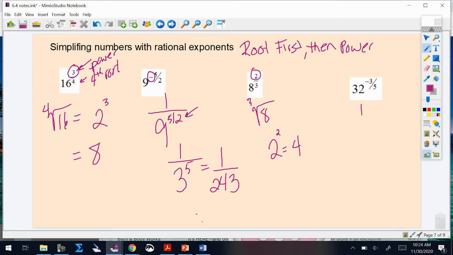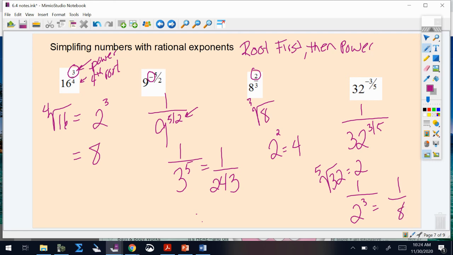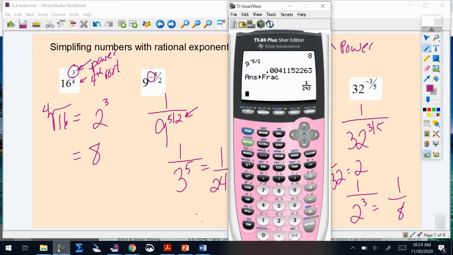And then finally, the last one, because it's a negative exponent, we're going to move it to the bottom. So we're going to have this 3/5 power in the bottom. The 5th root of 32 is one of the only 5th roots you might want to know. The 5th root of 32 is 2. So you get 1/2 cubed, which is 1/8. And again, you could use your calculator, type in 32 to the -3/5, and hit your fraction button to get the same answer.